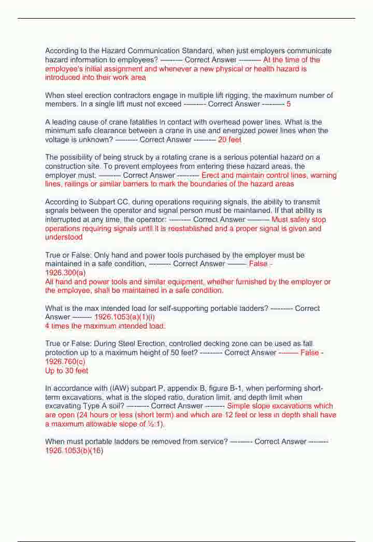What is the max intended load for self-supporting portable ladders? Correct answer, 1926.1053(a)(1)(i): 4 times the maximum intended load.